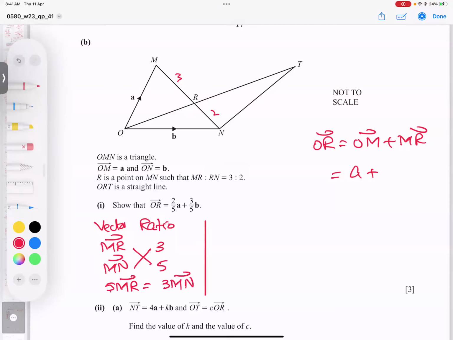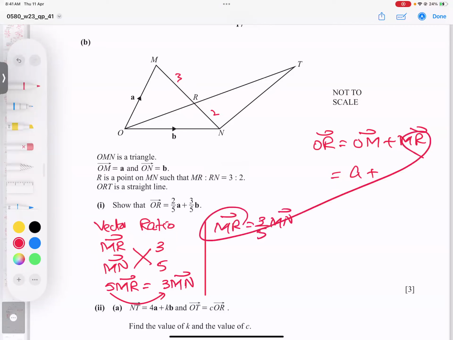So this 5 will divide. So MR is becoming what? MR is coming 3 by 5 times MN. So now this MR, I can copy this value here: 3 by 5 times MN. And MN is not hard to get. How? Starting from M ending at N. Can I say M to O, O to N? Correct. I can work on M to O, O to N. So I'm writing in the bracket here and the question is going to finish.